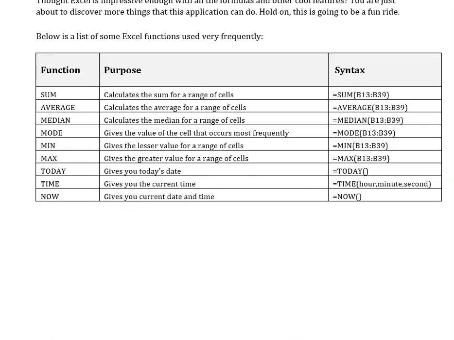While there are more than 500 functions in Excel, these are the most commonly used at the beginner's level. You've got the sum function that calculates the sum for a range of cells. The average calculates the average. You've got the median, if you want to know the median for your range, the mode, the minimum and maximum, which give you the least and the most value in your range. And then you can use the today function to give you the date, the time function, which gives you the time, and the now function gives you both the date and time.